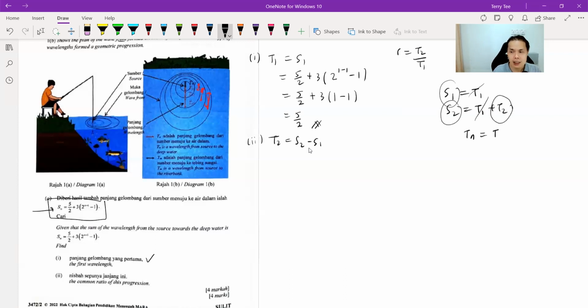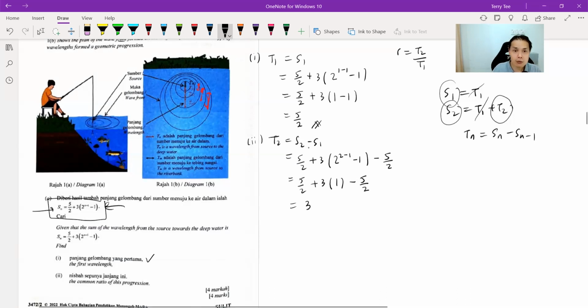Tn is given by Sn minus Sn minus 1. So my S2 I can find by substituting 2 inside this formula here. So we put 5 over 2 plus 3, 2 power 2 minus 1 minus 1. And since I already know my S1 is 5 over 2, let us simplify this. This is 3, 2 minus 1. This is 2 power 1, and 2 power 1 is 2. 2 minus 1 is 1, minus 5 over 2. As you subtract them, your answer is 3. Now, you don't even have to calculate S2 because we can cancel this already.